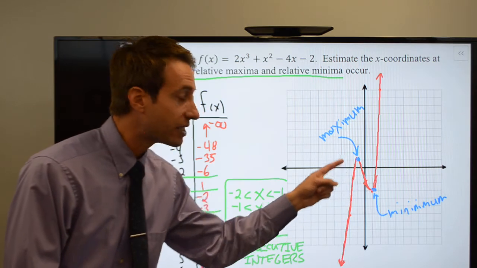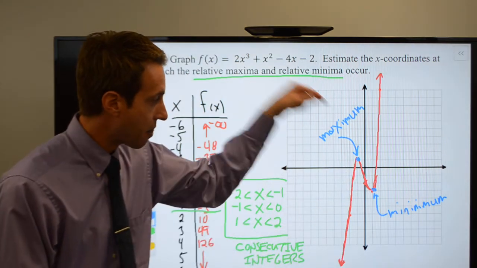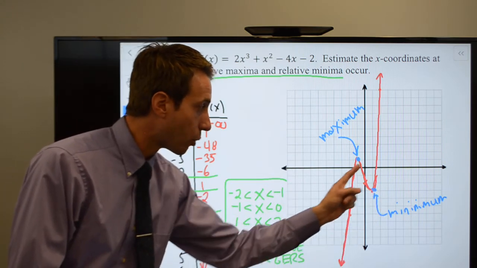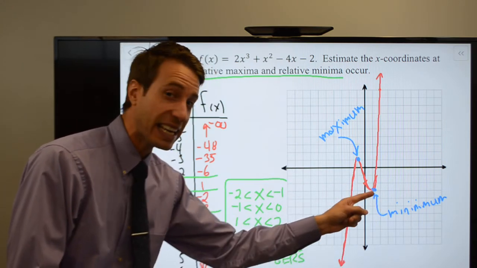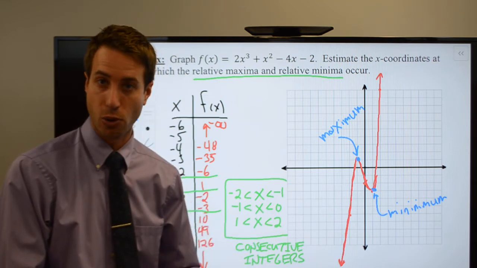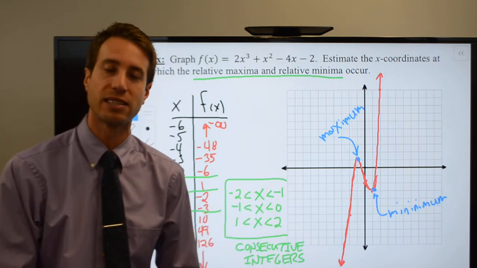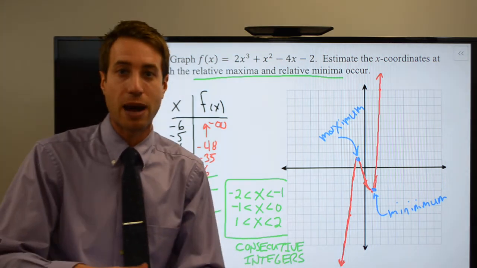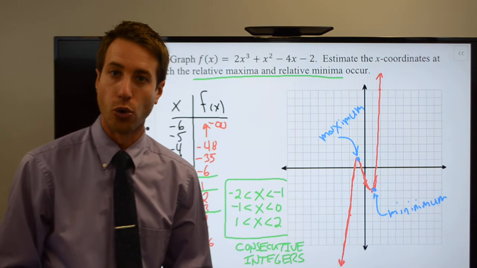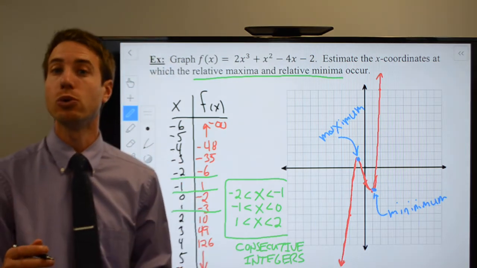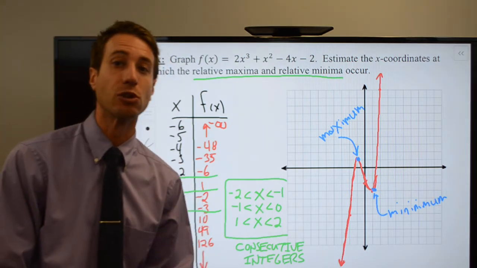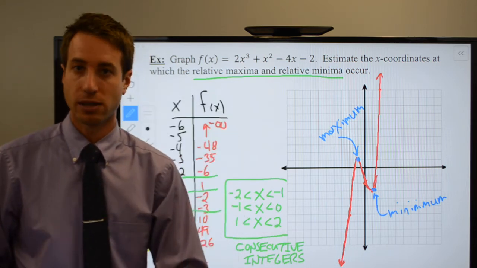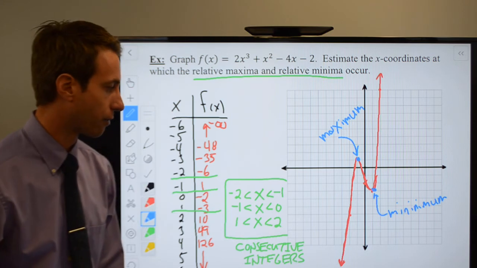Relative to the points around it, that is the highest point. And relative to the points around it, that is the lowest point. So a relative max and a relative min, meaning relative to just the other points around it, it's the highest or the lowest, all right? Absolute maximum or absolute minimum would be the absolute highest or lowest value, not what we're looking for here.